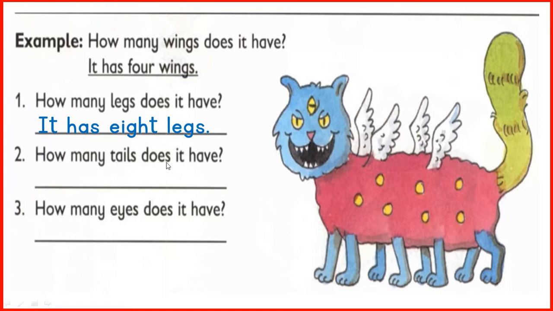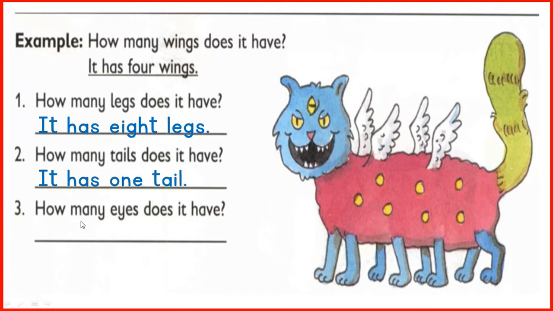How many tails does it have? Only one. It has 1 tail. Repeat after me. How many tails does it have? It has 1 tail, like this. A monster has 1 tail.